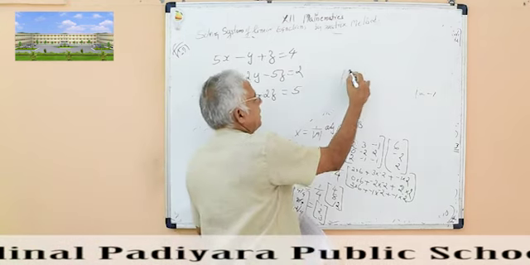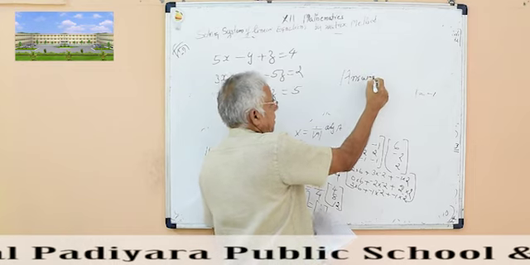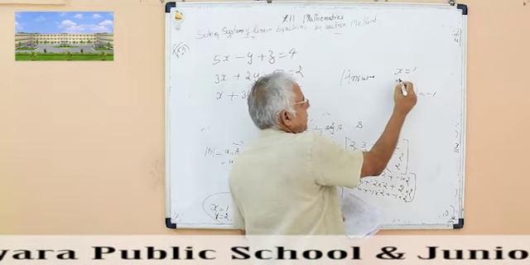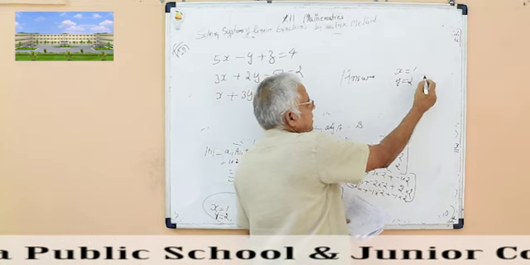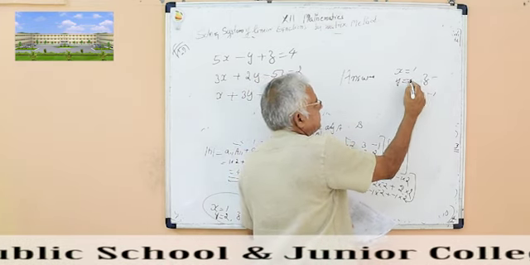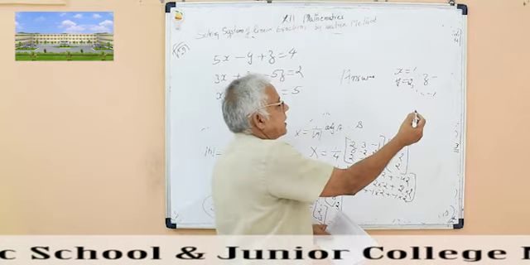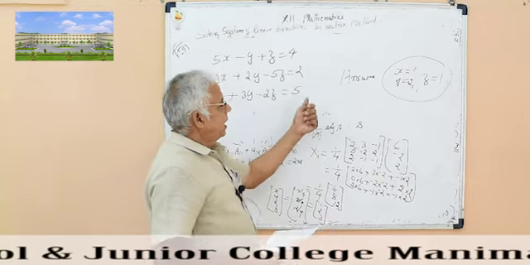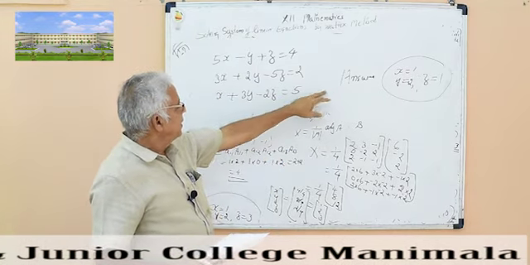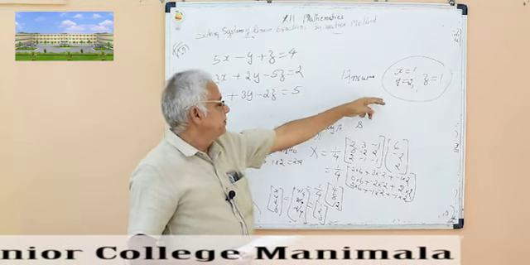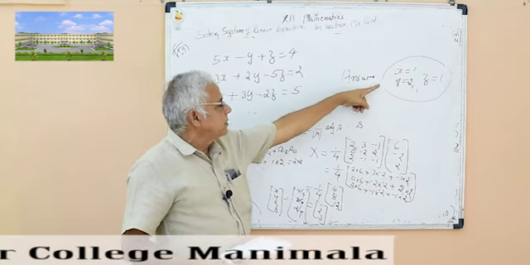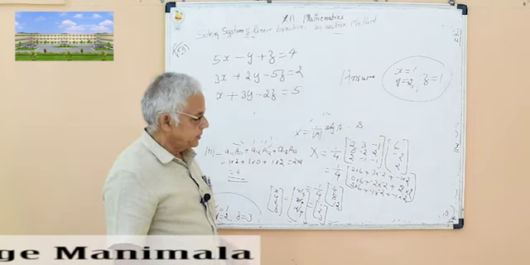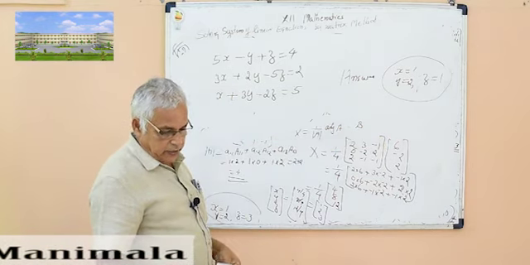So the answer becomes x is equal to 1, y is equal to 2, z is equal to 1. Try to answer: first the adjoint of A, the determinant of A, then multiply in this way. Then x, y, z is equal to the column matrix 1, 2, 1. So x is equal to 1, y is equal to 2, z is equal to 1.